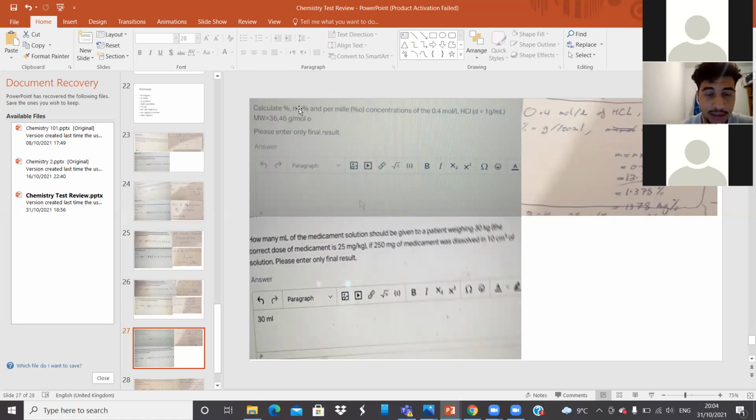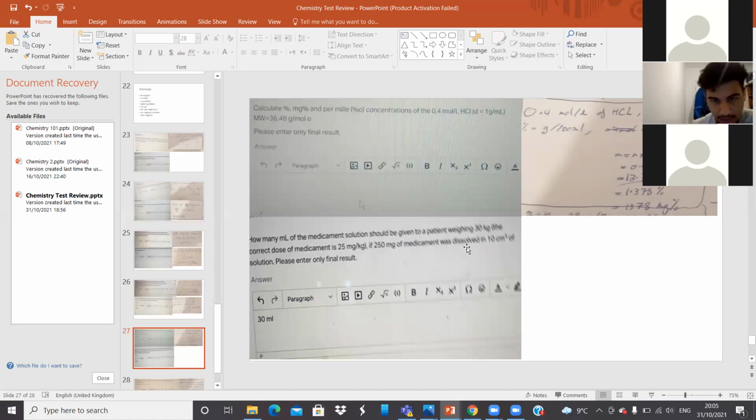So you're going to have 14.6 grams in 1 liter, which is 10 lots of 100 milliliters. So you divide that by 10 to get percentage, which is going to be 1.46. You just move the decimal point. And then for the milligram percentage, you multiply 1.46 by 1,000. So that's how you do that.